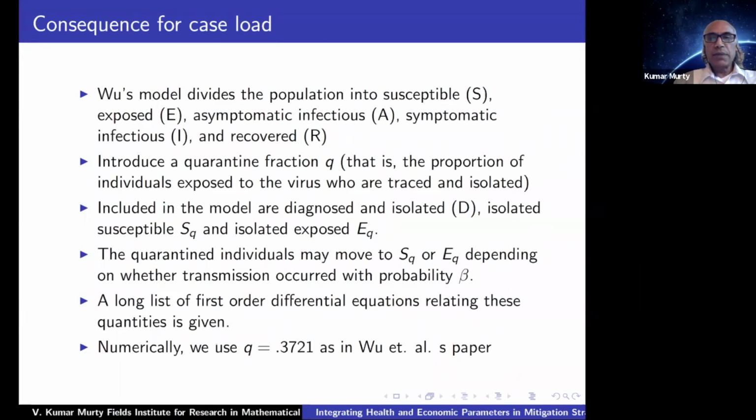He's divided up the population into susceptible, exposed, asymptomatic infectious, symptomatic infectious, and recovered. And there's a quarantine fraction, the proportion of individuals exposed to the virus who are traced and isolated. There's also a certain transmission probability beta, and all of these are connected with a long list of first-order differential equations. Numerically, from John Hong's paper, we used the quarantine fraction as 0.3721.